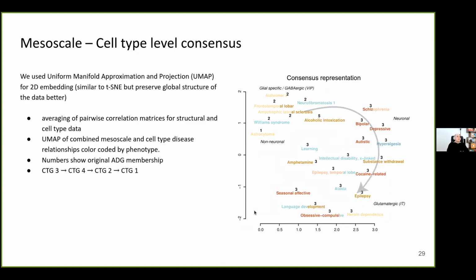So next, we looked at the mesoscale cell type consensus map, and the way we did this, we used UMAP. It's a similar embedding of patterns in a lower dimension. And we averaged the correlation matrices for both structural and cell type data, and we applied the UMAP on that. And as you can see, now in these 24 disorders, we go from group 2, which was mainly neurodegenerative disorders, to group 3 in ADG, and within that spectrum, we go from non-neuronal and glia-specific cell types to the disorders that have both glia and GABAergic cells, and then going to more glutamatergic expression within disorders.